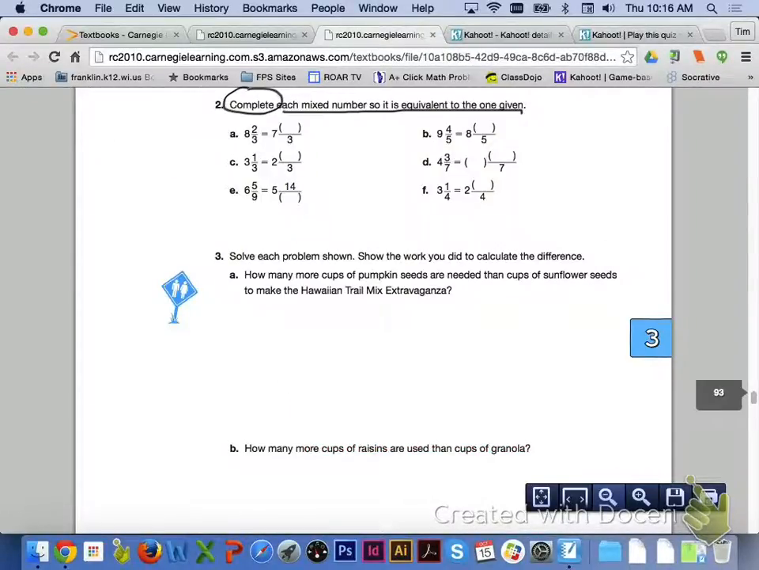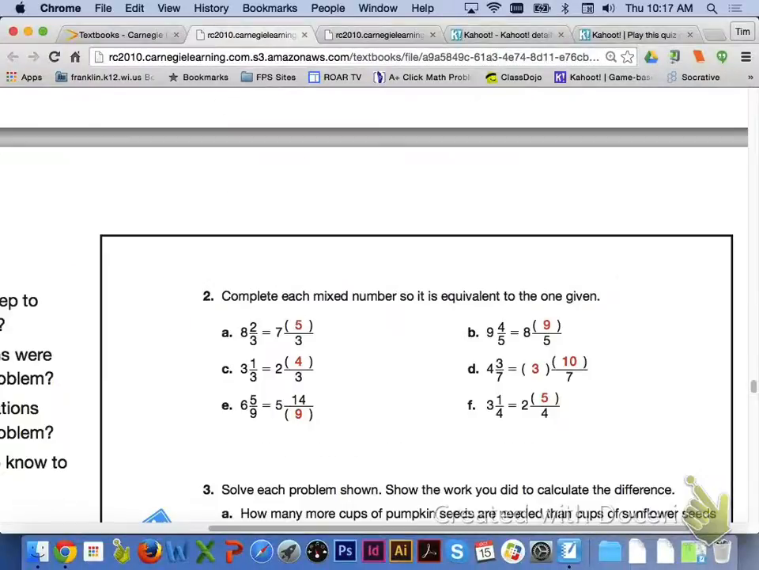Number 2 at the top of page 185 tells us to complete each mixed number so it is equivalent to the one given. Go ahead and do letters A through F with your group members. For letter A, we should have 7 and 5/3, B 8 and 9/5, C 2 and 4/3, D 3 and 10/7, E 5 and 14/9, and F 2 and 5/4.